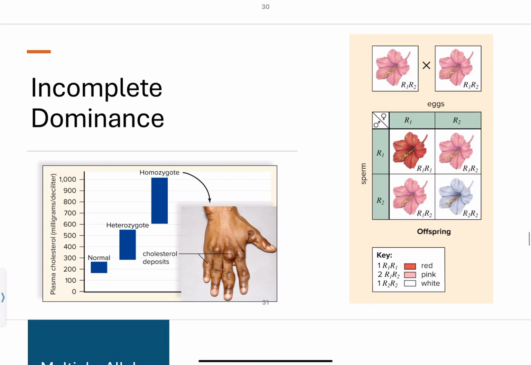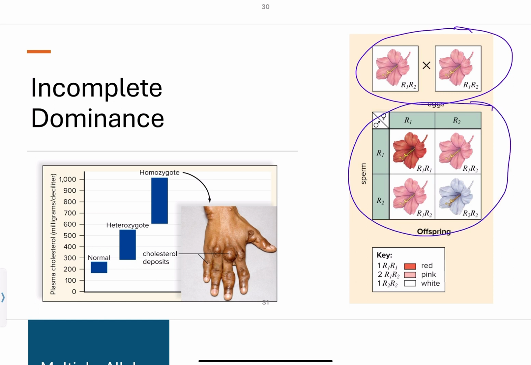So here's an example of the red and the white flower. When you cross them, you can get in the F1 generation all pink. If you take that F1 generation, which is all pink, and you cross it, then you get this 1-to-2-to-1 ratio. Just as a reminder, what we were talking about previously with Mendel was complete dominance.